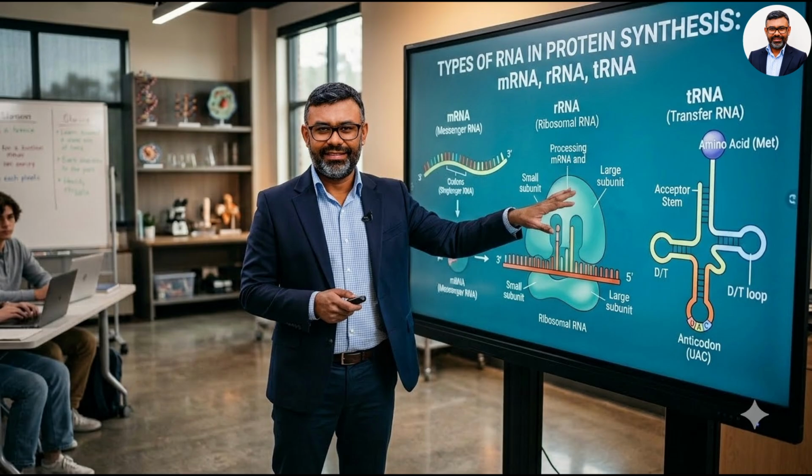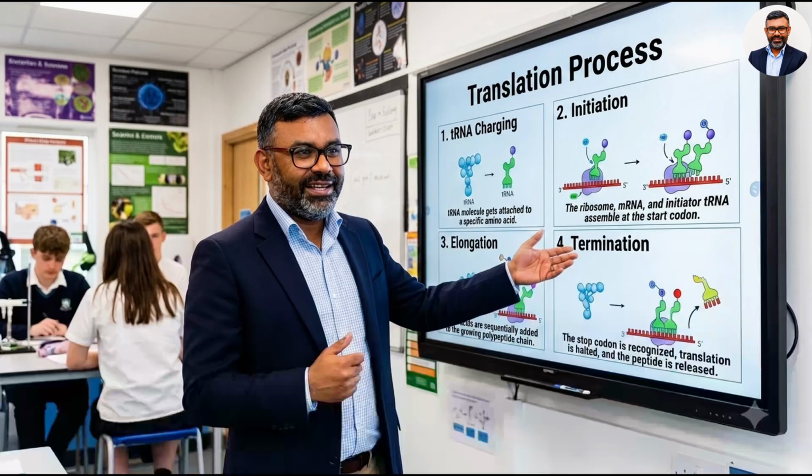Then we will examine the structure and functions of the three major types of RNA involved in protein synthesis: mRNA, rRNA, and tRNA. After that, we will follow the complete process of translation step by step, beginning with charging of tRNA, followed by initiation, elongation, and termination.